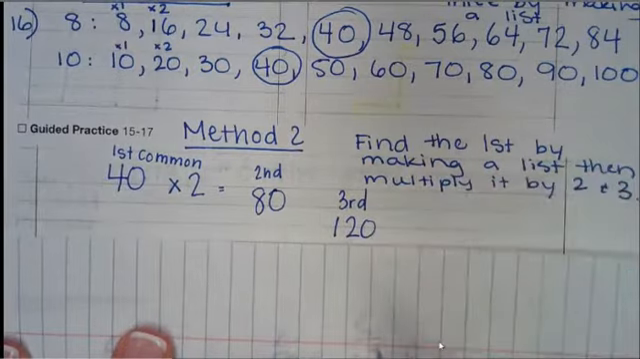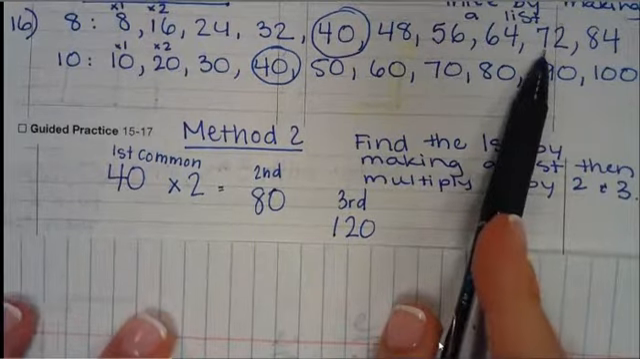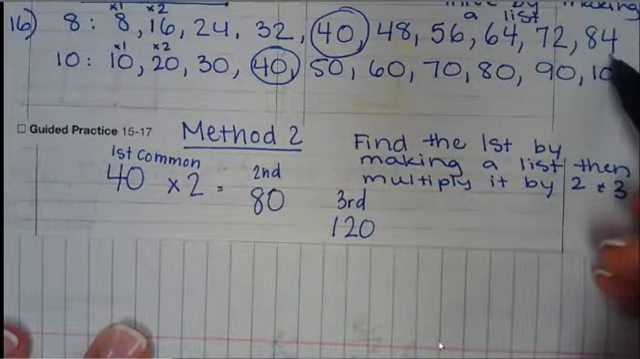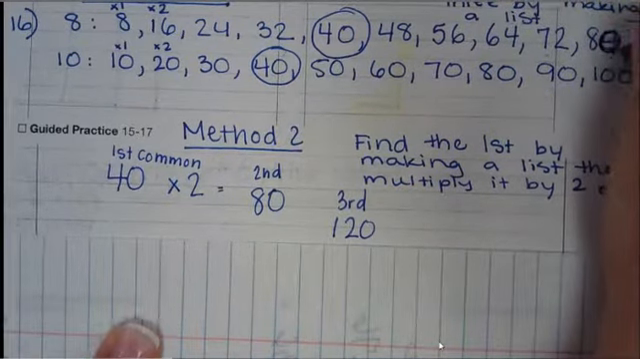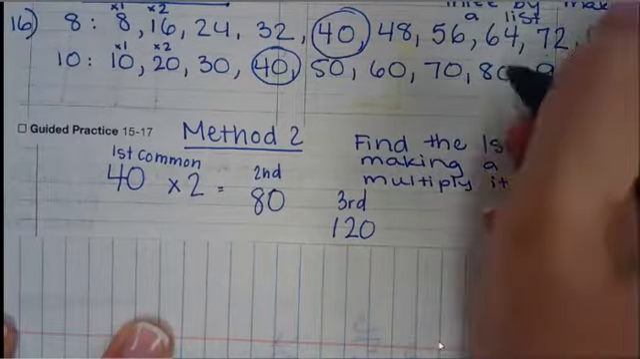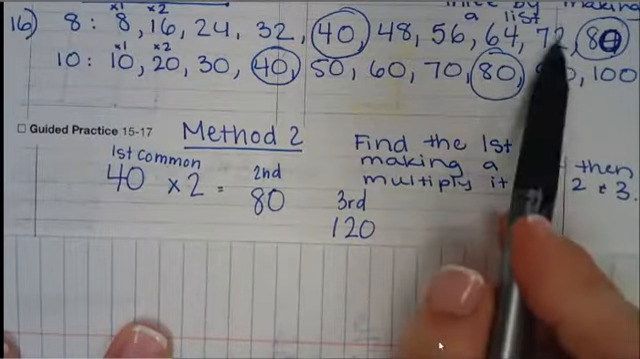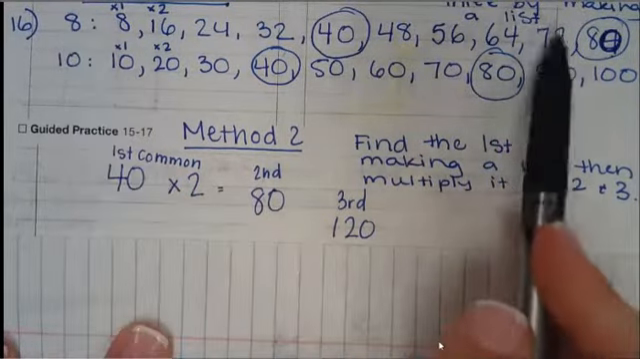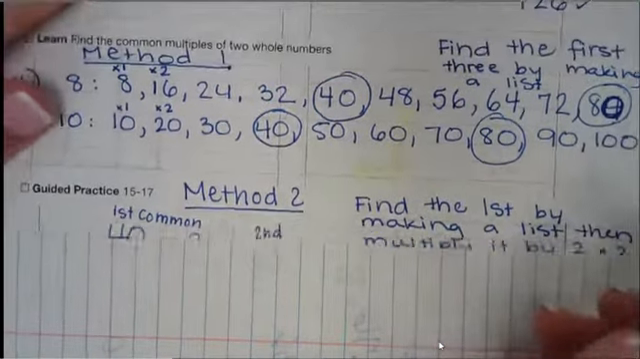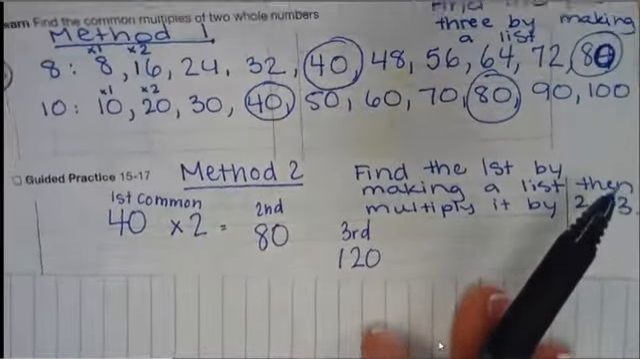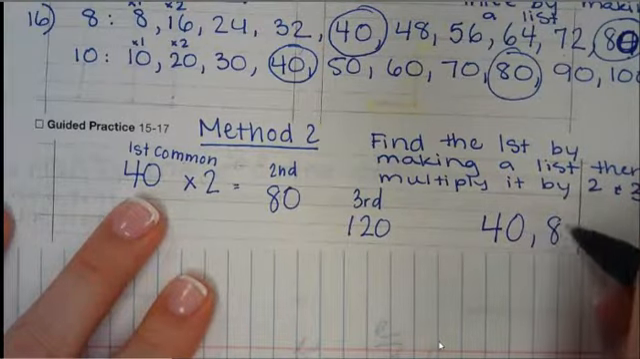And then you can see where when you make your list, what sometimes happens is you make a mistake, like what happened here. Instead of adding 8 or going up to the next one, this should have been 80 right there, which would have been your second common multiple, which would match right here, because 72 plus 8, or that 10th multiple, would have been 80. So the first 3 common multiples of 8 and 10 are 40, 80, and 120.